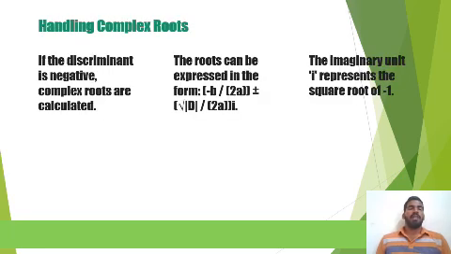Handling complex roots. If the discriminant is negative, complex roots are calculated. The roots can be expressed in the form minus b divided by 2a plus or minus root d divided by 2a. The imaginary unit i represents the square root of minus 1.